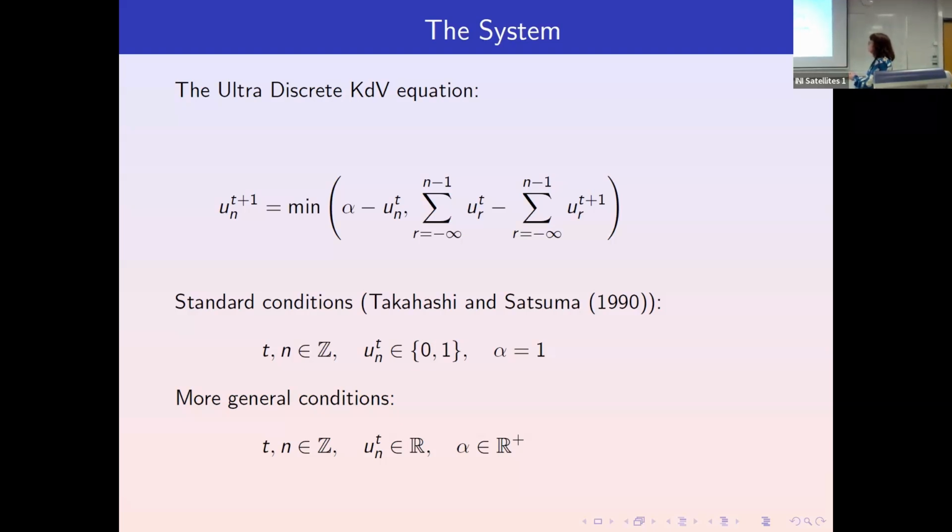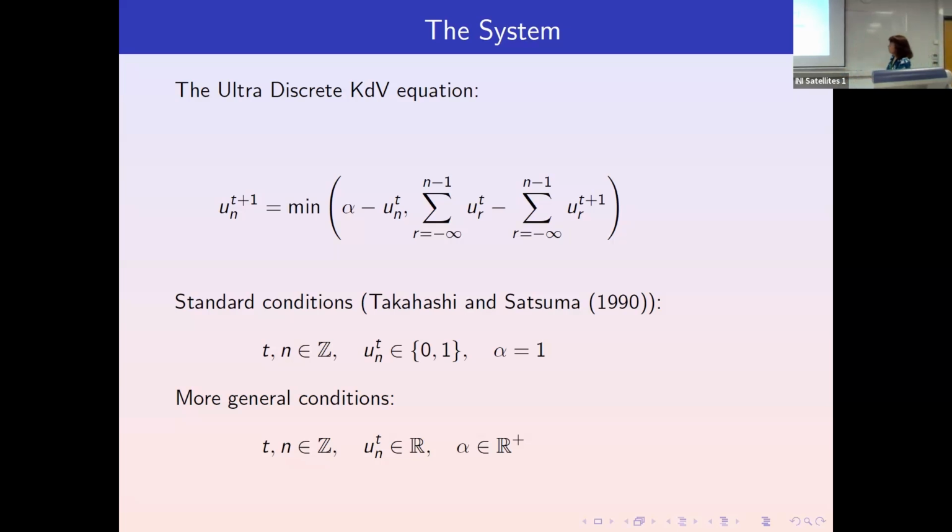So you pick up the minimum of alpha minus the u at time step t, and this object here, which is a sum: the sum of the u's at time step t up to n minus 1, minus the sum of the u's at time t plus 1 up to n minus 1. So this part here, in simplest terms, represents the carrier. If you imagine me walking along, picking up these balls and putting them down when I can, this is how many balls I'm holding. So as I walk along, this is really just what I'm holding.